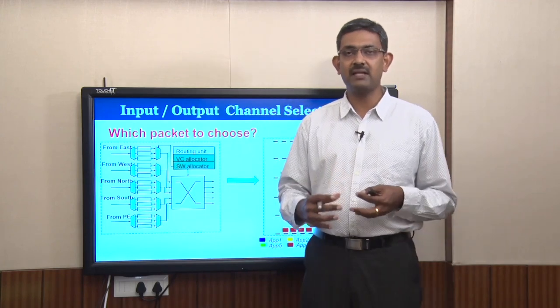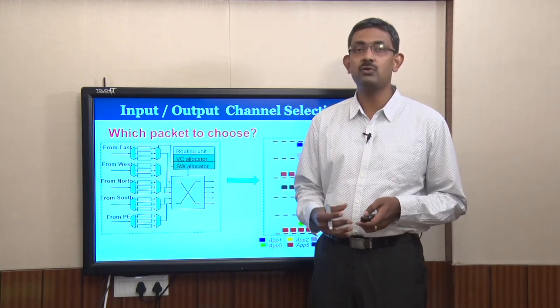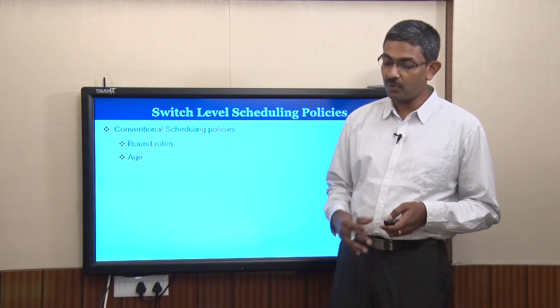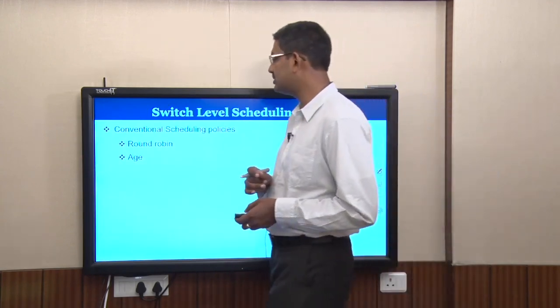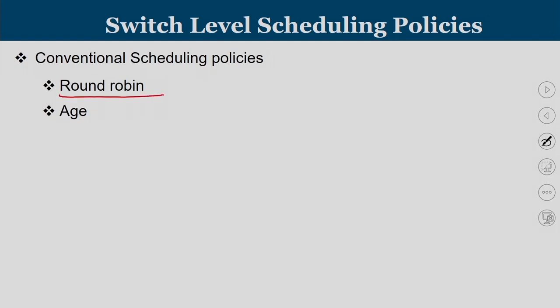So in all these aspects, adaptivity is going to be brought into the picture. The conventional policies that we work on for switch level scheduling are the round robin policy and the age policy. Let me draw your attention to a scenario. Consider the case that you have a packet P1 and a packet P2. Let's say both P1 and P2 reached the router at the same time, and both P1 and P2 want to go in the east direction.